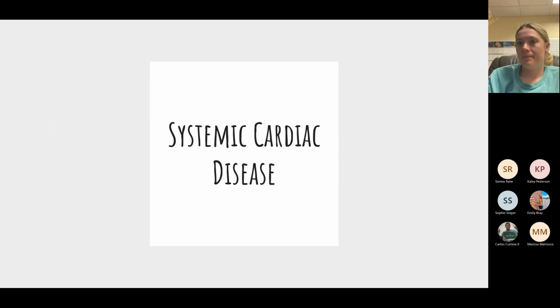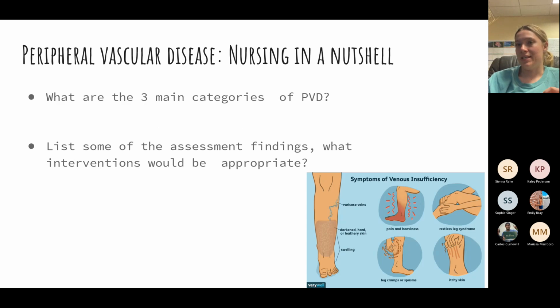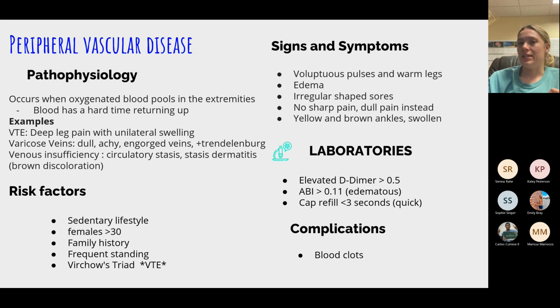Great job, guys. So now we're going to talk about some of our systemic cardiac disease. First up is peripheral vascular disease. There are 3 different types of peripheral vascular disease: VTEs, varicose veins, and venous insufficiency. So what's happening with peripheral vascular disease? Essentially, blood is pooling in the lower extremities. It has a hard time getting up. So what will these patients present with?